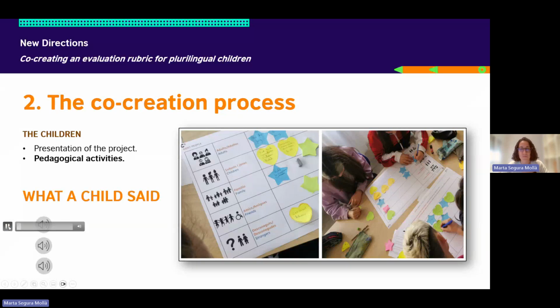What do you remember about working with other children in the project? I remember like speaking different languages. Like I spoke Spanish with my friends, Catalan with teachers, and then a bit of English.